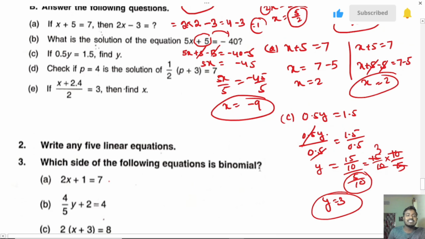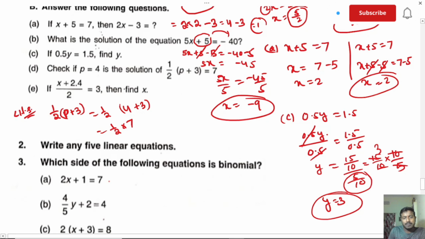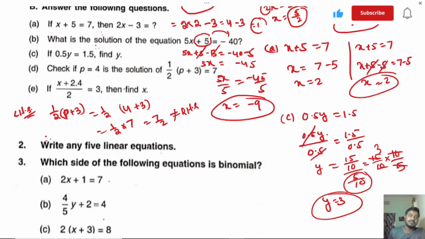Clear? Next. Check p equal to 4 is the solution of this. Check means only write the LHS. So write LHS equal to 1 by 2 p plus 3. So put the value, that is 1 by 2 p equal to 4 plus 3 equal to 1 by 2 into 7, that is 7 by 2. Is 7 by 2 the RHS? No. So that is not equal to RHS. So therefore you can write p equal to 4 is not the solution of 1 by 2 p plus 3 equal to 7. Clear? Next.